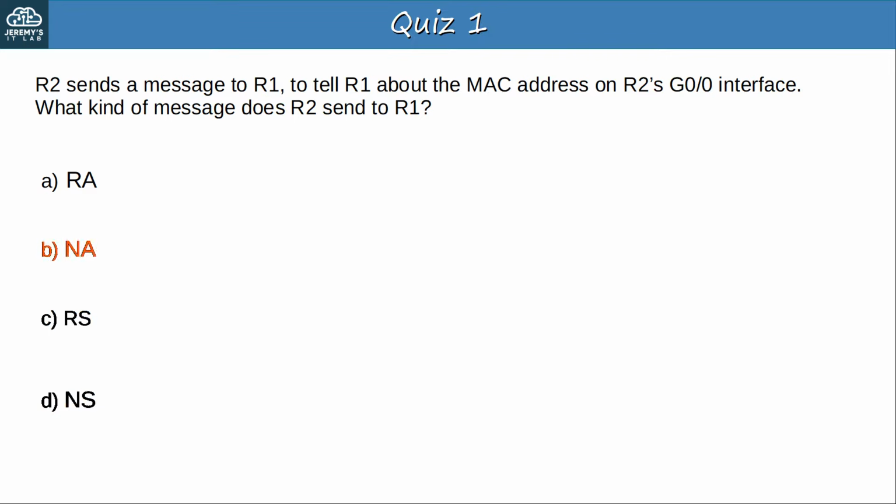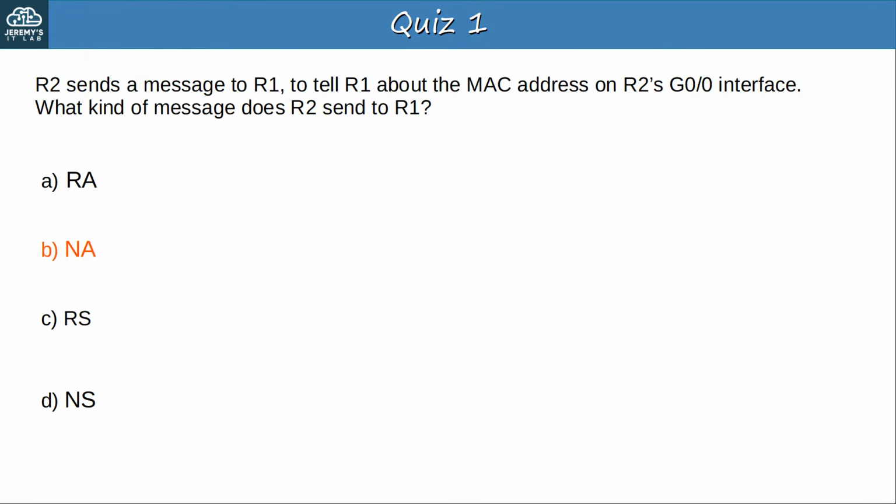The answer is B. NA, Neighbor Advertisement. R1 would have sent an NS, Neighbor Solicitation message, to R2 to learn R2's MAC address. In response, R2 sends an NA to R1, telling R1 about the MAC address on its interface. This is like the ARP function of IPv4. RS, Router Solicitation, and RA, Router Advertisement, are also part of NDP, but have a different function.